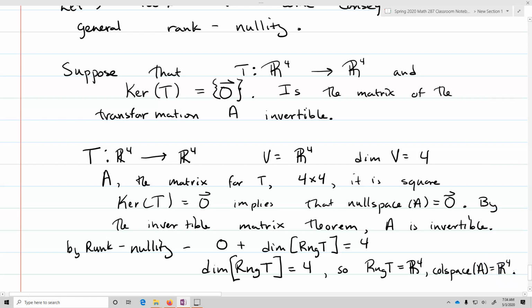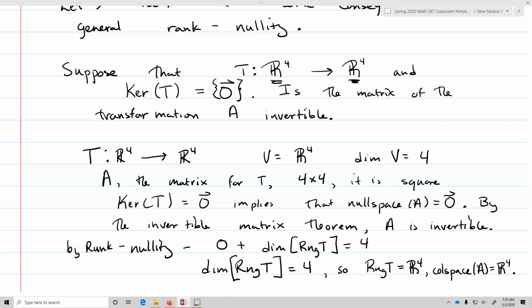So just noticing that the kernel of T equals 0 tells me an incredible amount about this particular matrix. One, I'm going to pay attention to my domain and my codomain, right? Because that tells me the dimensions of the matrix. In this case, 4 by 4, so it's square, right? Square matrix means that I can use the invertible matrix theorem. If it wasn't square, I wouldn't be able to, all right? But given that I can use the invertible matrix theorem, knowing that the kernel of T equals 0 implies that the null space of A equals 0, because the two are basically synonymous. And then by the invertible matrix theorem, A is invertible.